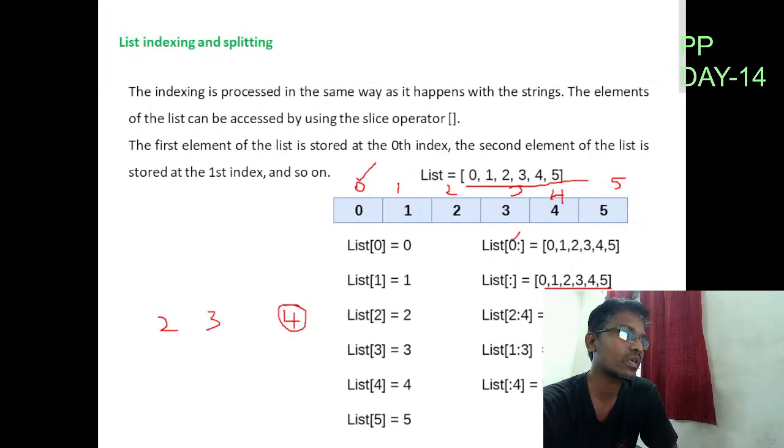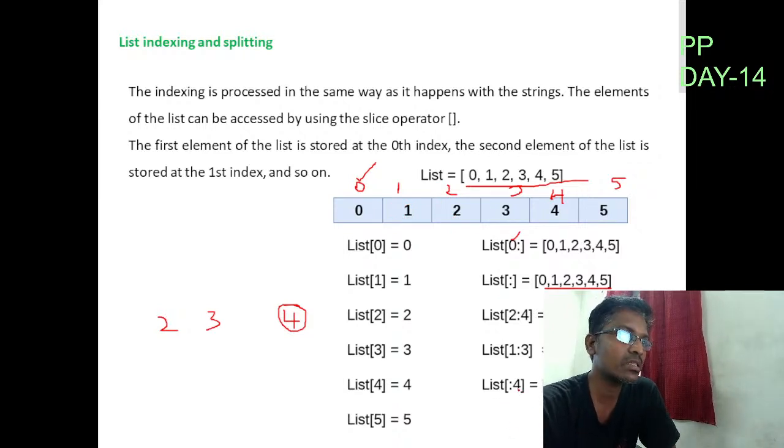So index number 1 is included, and 3 will be excluded. So in between 1 and 3, the index positions are 1 and 2 only. Then at index number 1, the element is 1, and at index number 2, the element is 2. So that's why I got the output 1, 2 only.